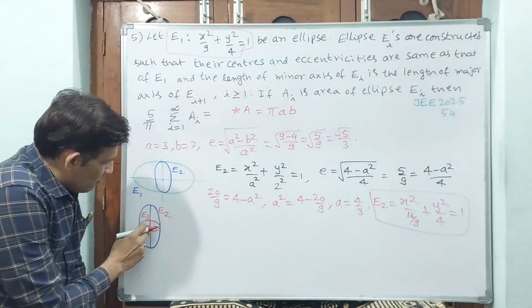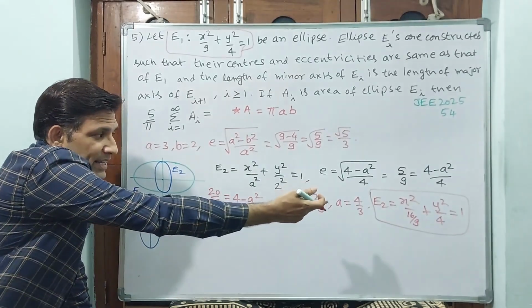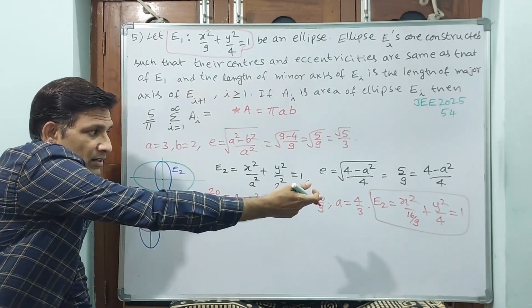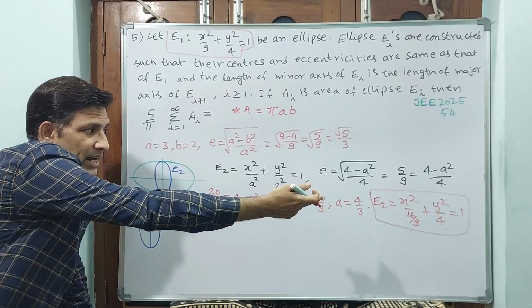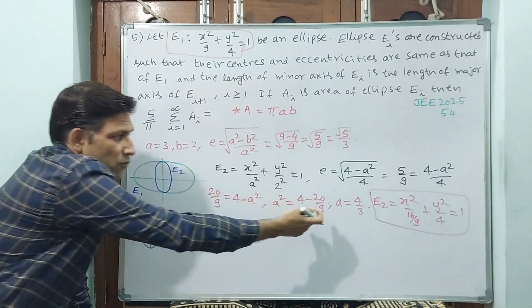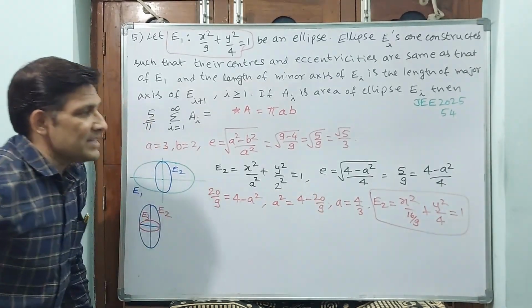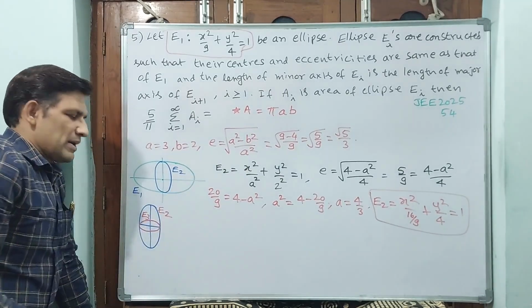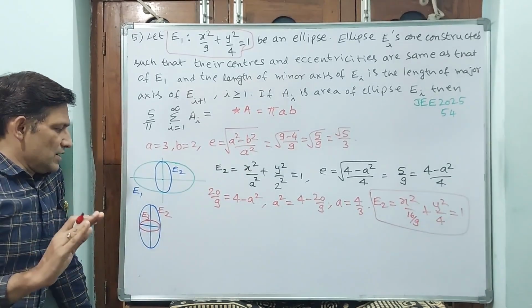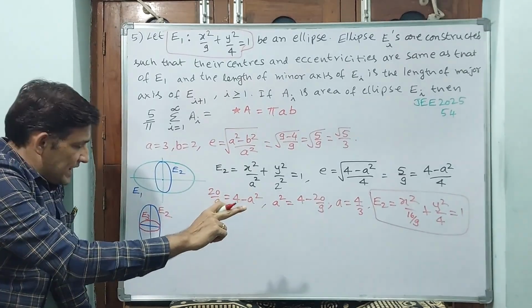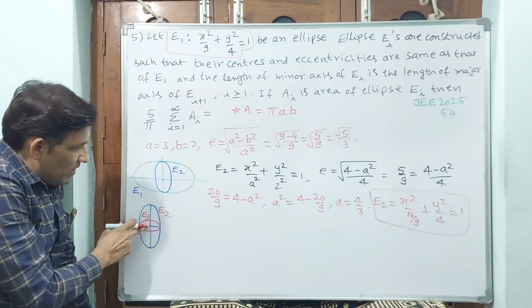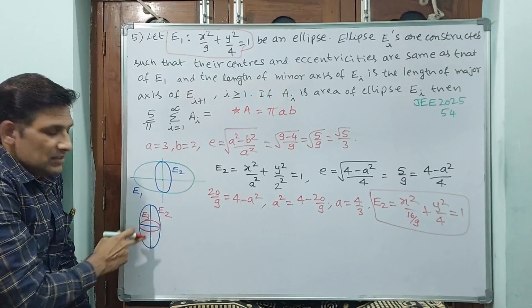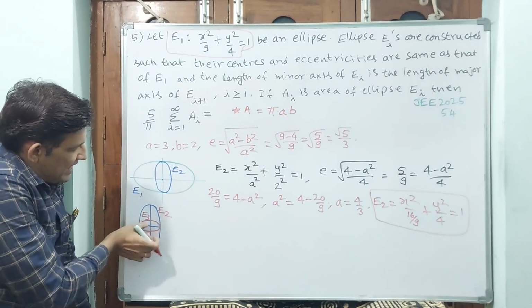You want the E2 minor axis. E2 minor axis means, see there, what we can say, 16 by 9, that means 4 by 3. 4 by 3 is the minor axis. That is fixed. But that 4 by 3 minor axis is now on the y axis. For E3 the minor axis is on y.